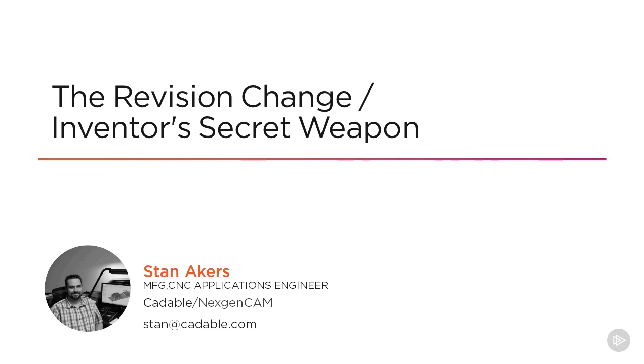Our sixth and final lesson of this course is the revision change, and we're going to be using Inventor's secret weapon to do this. Now, it's not such a big secret. We'll see that the tool that we use makes revision changes so simple compared to our legacy CAM.